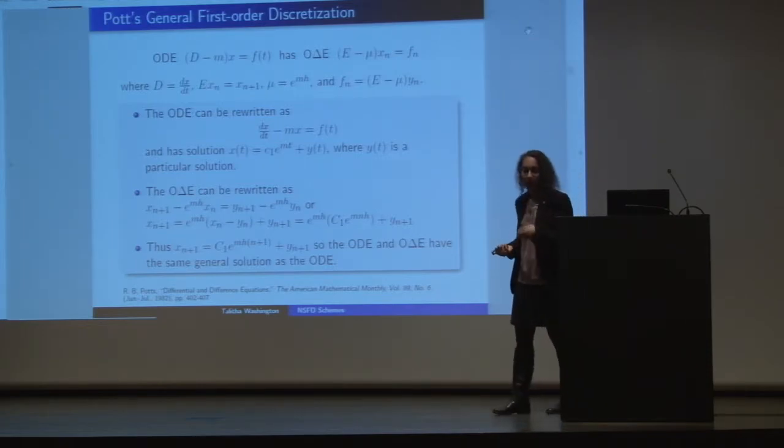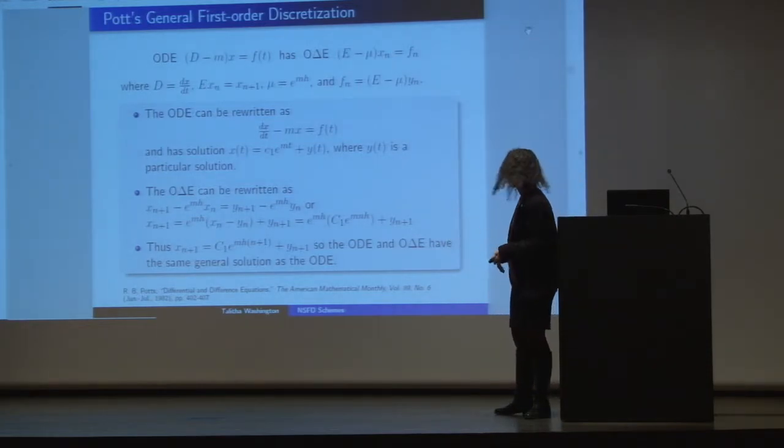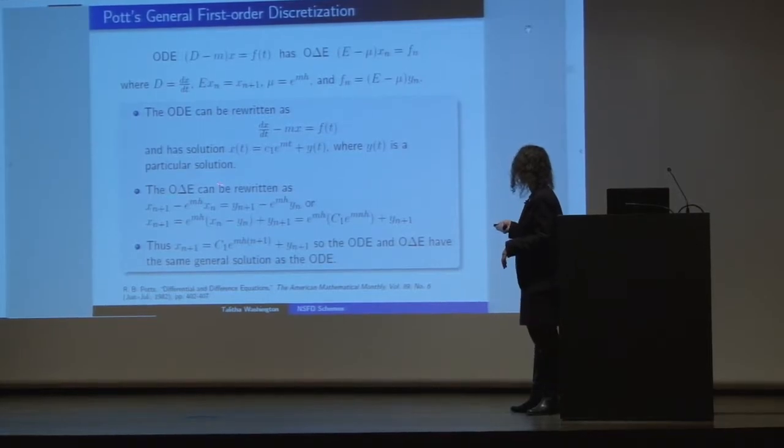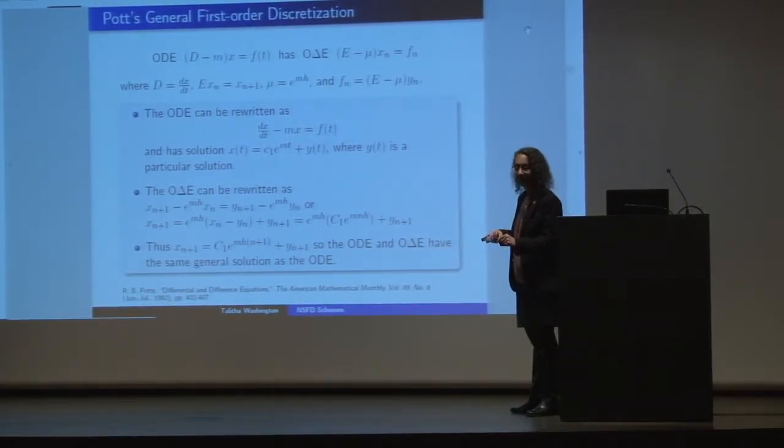We can solve for this, the homogeneous and the non-homogeneous, and toss them together. And we get x of t is equal to c sub 1 e to the mt, plus, and then here's your particular solution, y of t.